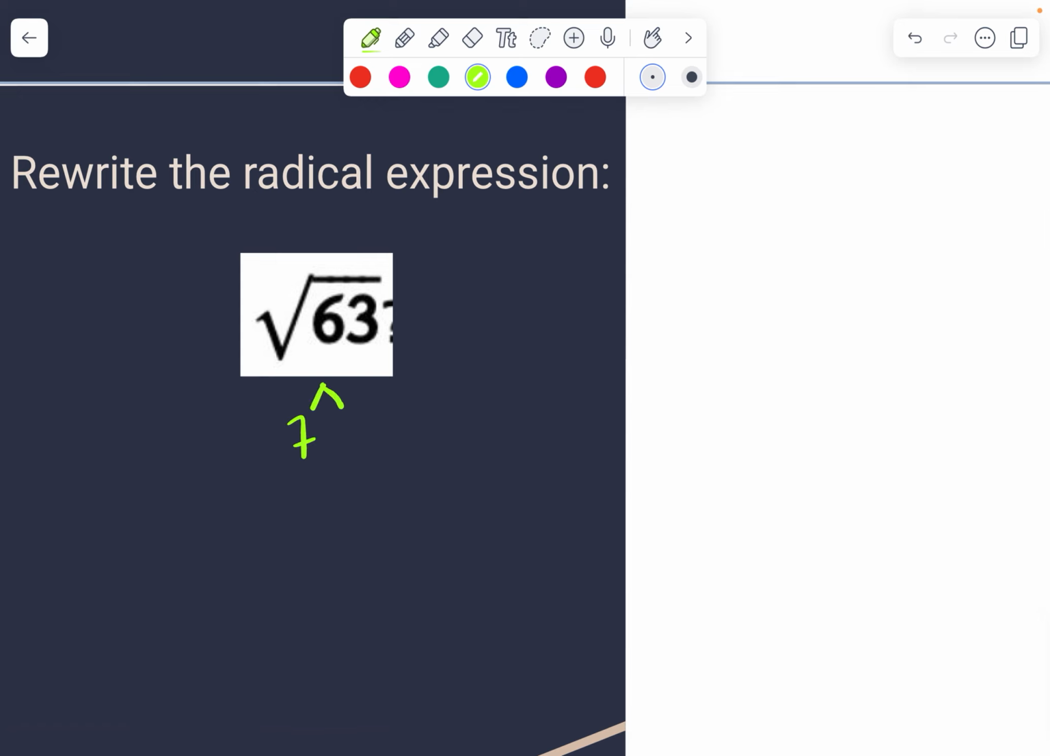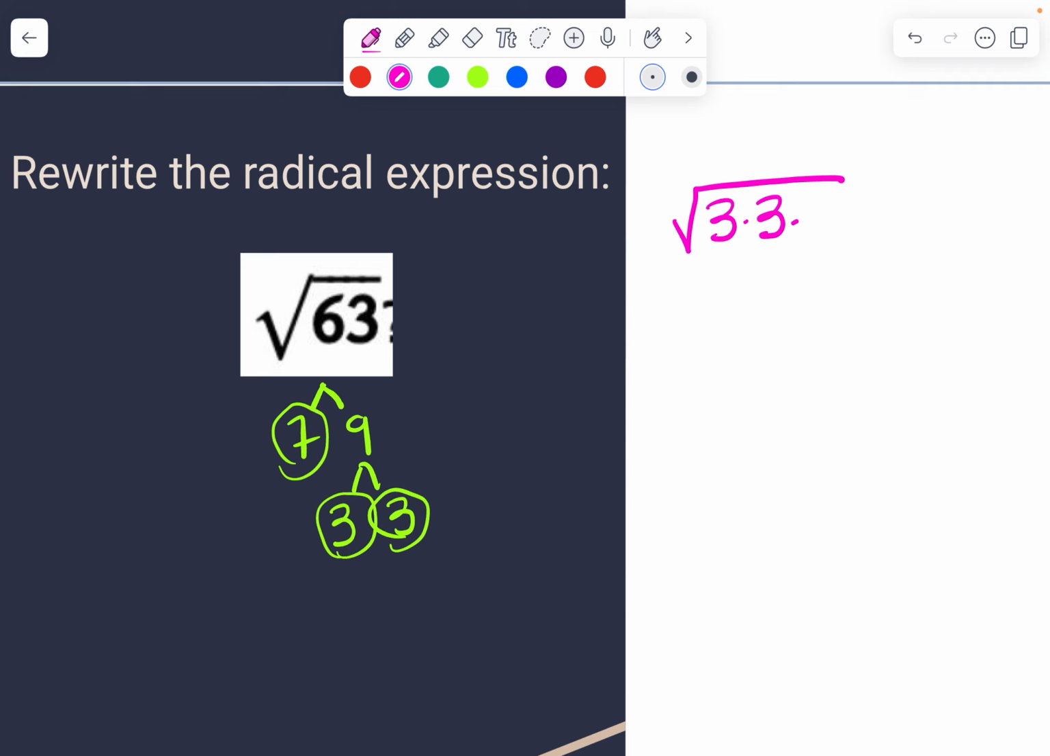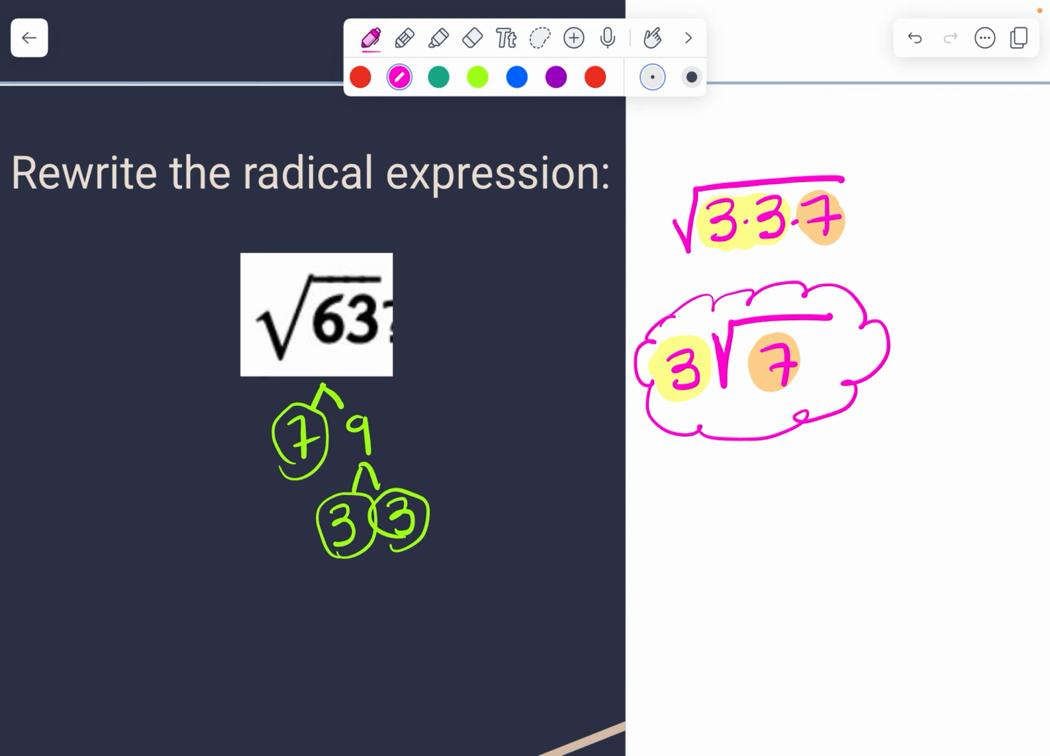63 is 7 times 9. 7 is prime. 9 is 3 times 3. Those are both prime. So 63 is 3 times 3 times 7. We have a pair of 3's, so we can bring that out. We have a 7 by itself. That's got to stay on the inside. So our final answer then is 3 on the outside, 7 on the inside: 3 times the square root of 7.